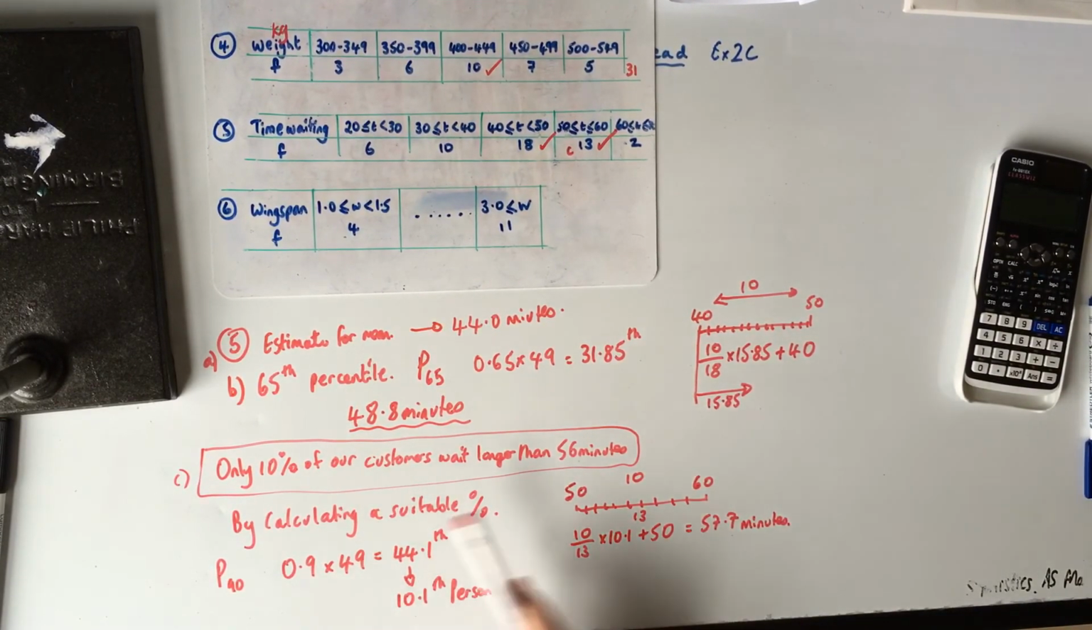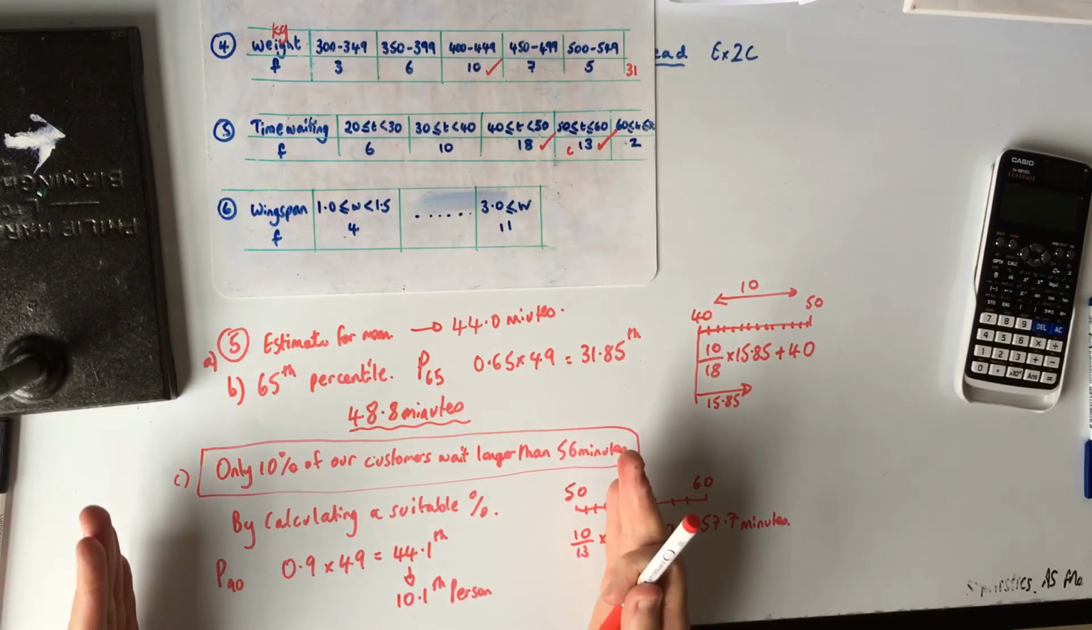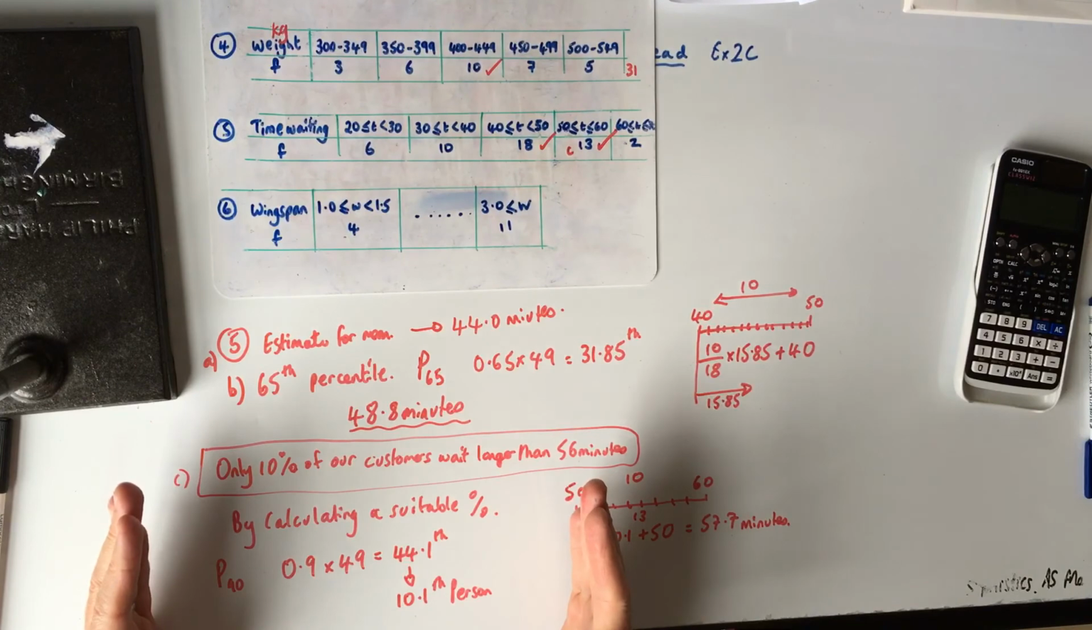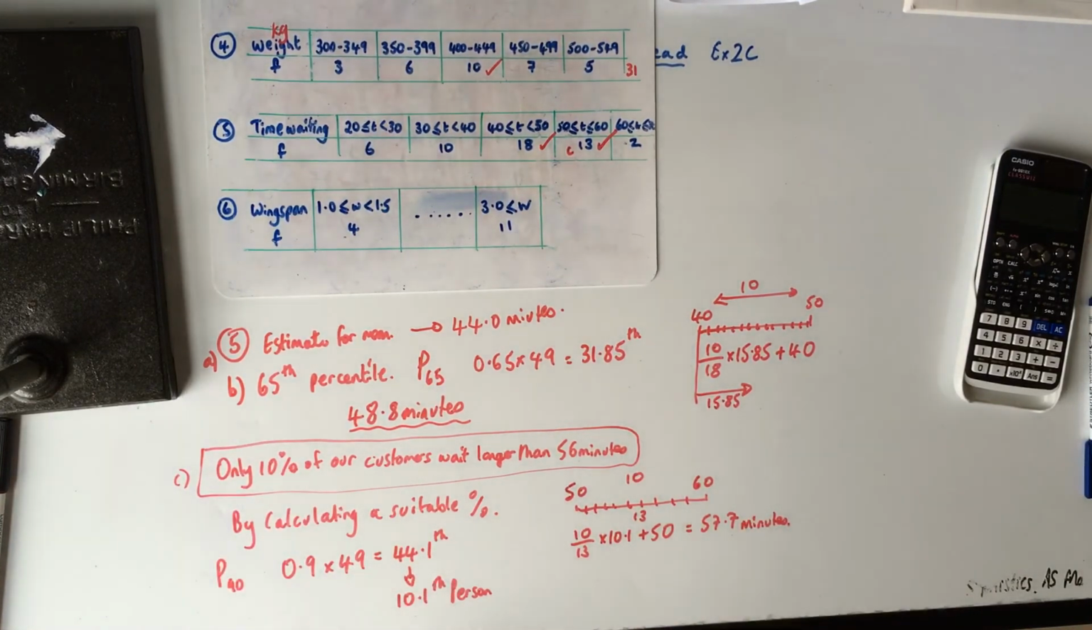So they're effectively saying 90% of their customers waited less than 56 minutes. They didn't. 90% of their customers waited less than 57.7, so a bit longer than what they are claiming. They're not far away, but it's not the truth, is it?